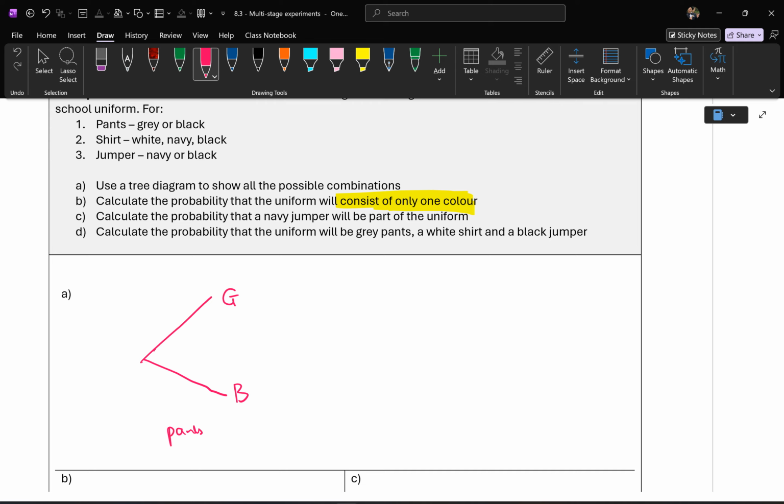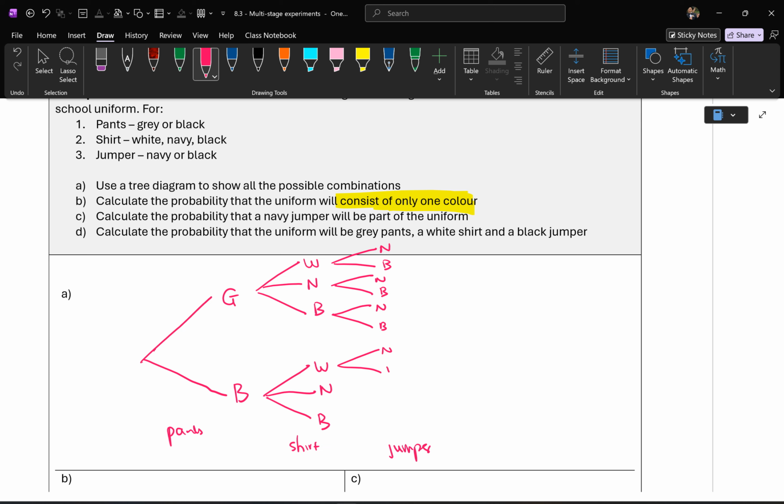Then you can do shirts. You can get white, navy, or black. So white, navy, or black. White, navy, or black. And your last one, after you pick a shirt, you then pick a jumper. So your third event was pick a jumper, and you can get either navy or black, navy or black, navy or black, navy or black, navy or black, navy or black.